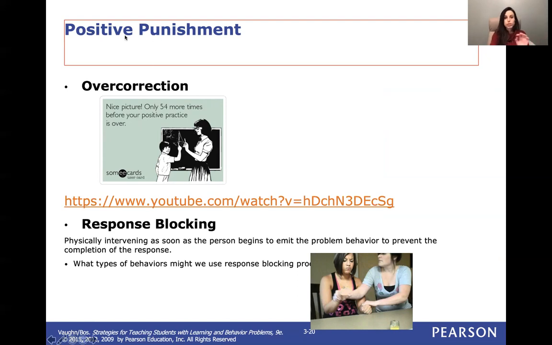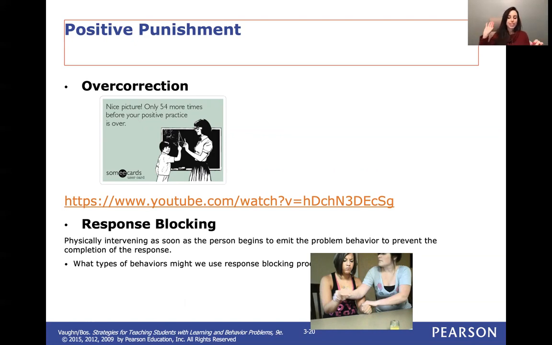So positive punishment, you are adding something to decrease the behavior. Remember, adding to decrease. We talked about overcorrection a bit in the other one, so you probably get the point of that by now. So nice picture. Only 54 more times before your positive practice is over. So you're pretty much having them practice something over and over again until the behavior you don't like is gone and they've learned a new and better behavior.